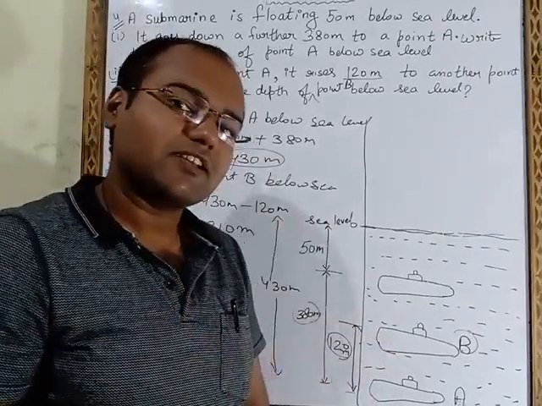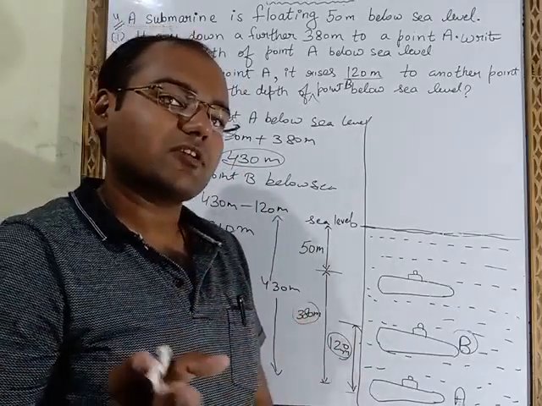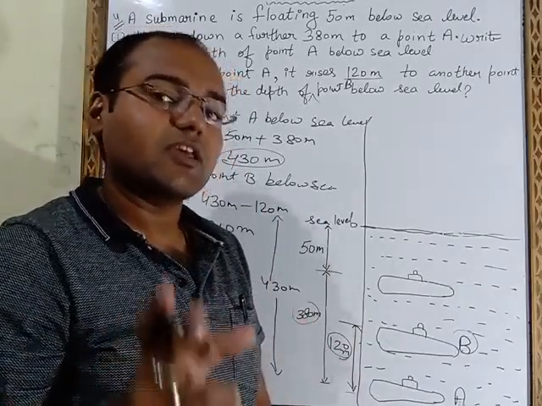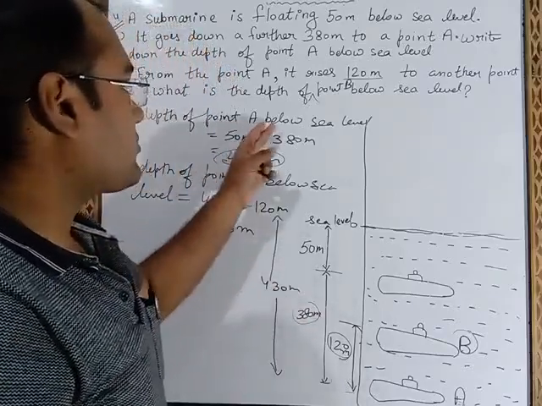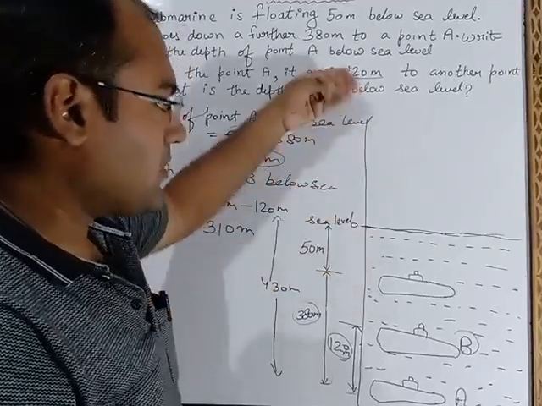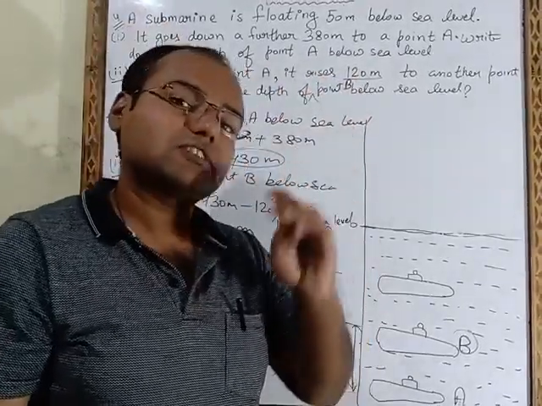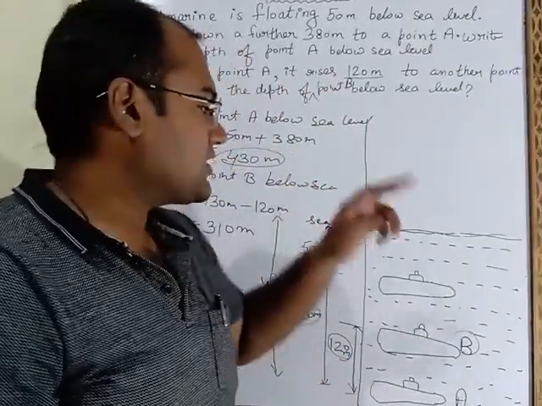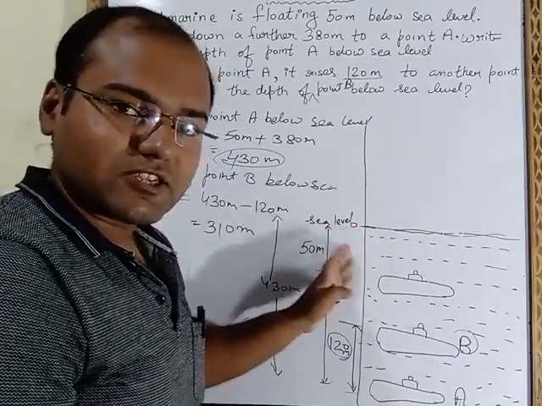But one more method is there to solve this question. That method is explained in your textbook in the examples question. In the examples question they had taken sign. Depth below the sea level they are taking minus sign. And if we take the depth above sea level we have to take plus sign. But that method is confusing. That's why I am not explaining that method. This method is easy. You learn this method. This one is very easy.